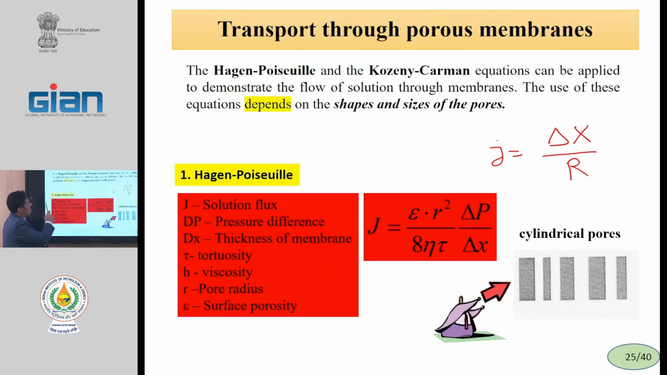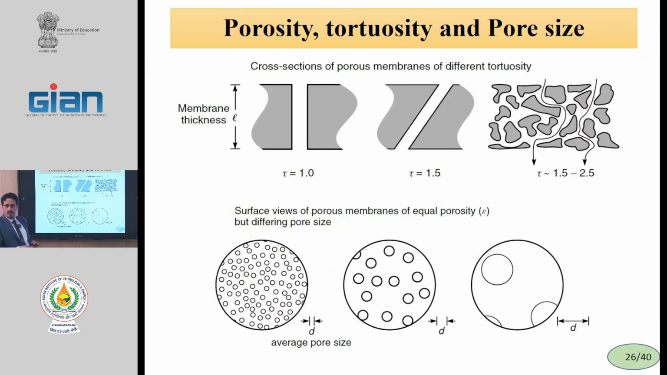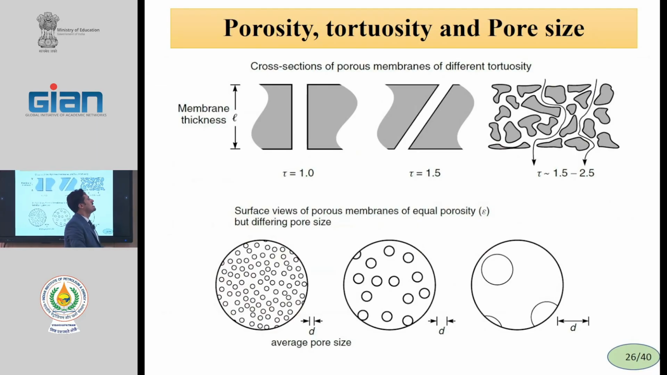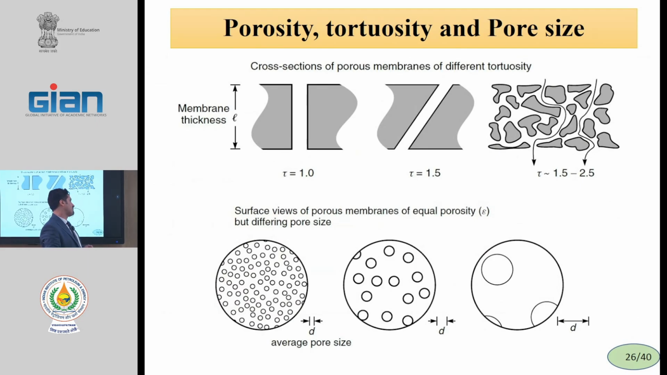In this Hagen-Poiseuille, we assume that all of the membrane is cylindrical. But in actuality, the membrane's structure is different. This is cylindrical. If the membranes have cylindrical pores, the tortuosity will be 1. If we have a finger-like structure, the tortuosity is 1.5. And if we have a spongy structure or ceramic membranes, we usually use this amount in the equation.